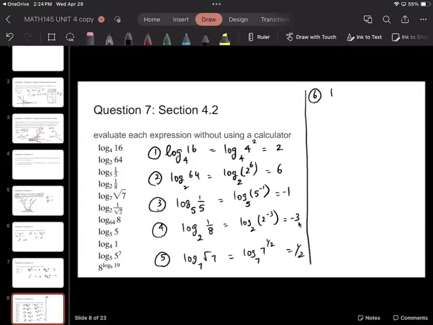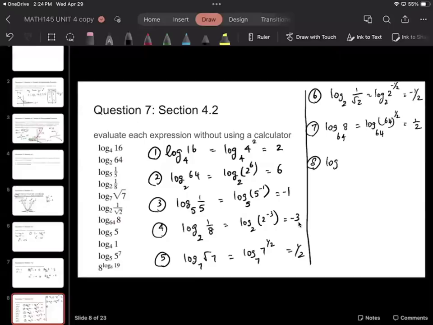Okay, then log base 2 of 1 over root 2. Root 2 is 2 to the power of half. And because it is in the denominator, it will become 2 to the power of -half. Therefore, the answer is -half. Log 64 8. What is 8? 8 is nothing but 64 to the power of 1/2, right? Square root of 64 is 8. Therefore, the answer is 1/2.